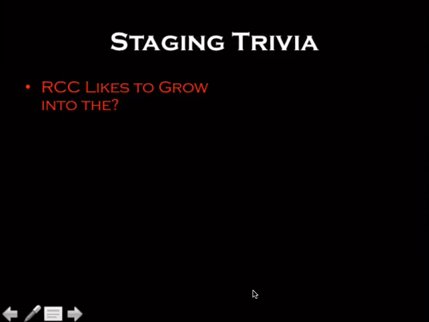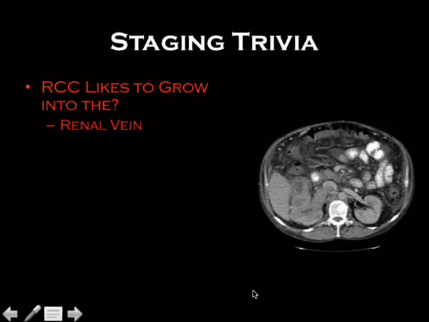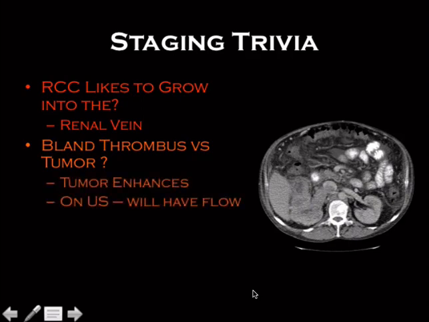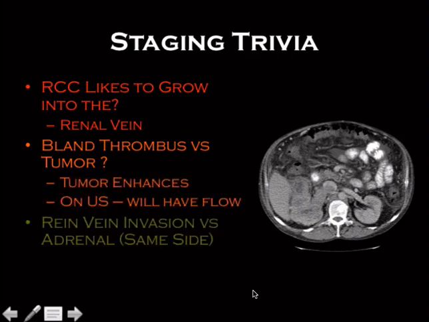All right, so let's talk about staging. What are some important things to know about staging? So renal cell carcinoma loves to grow into the renal vein. Probably seen lots of cases like this. How can you distinguish between bland thrombus and tumor thrombus? It can be hard sometimes. Supposedly it will enhance. And if it was shown on ultrasound, it would have flow in it. Again, I don't think there'd be an eye test. If this question came up, I think it would be obvious that it was enhancing, or it would be obvious that it had flow in it.